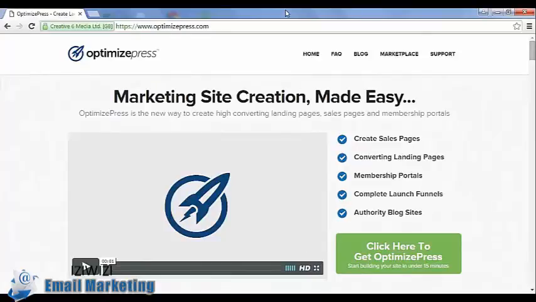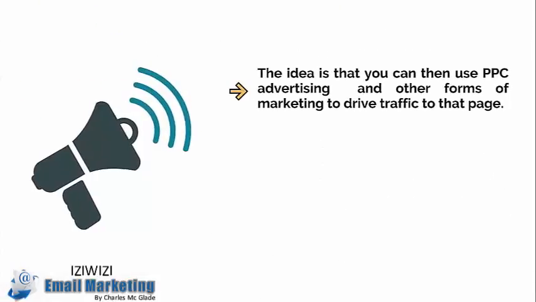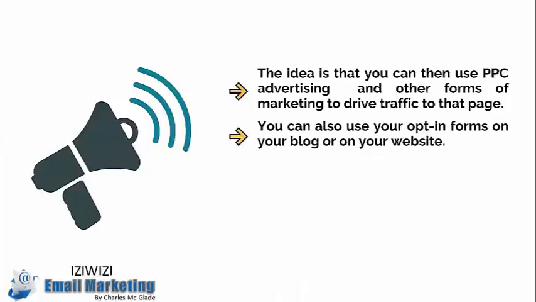And you can read more about it at optimizepress.com. The idea is that you can then use PPC advertising, that's pay-per-click, and other forms of marketing in order to ensure that you're driving traffic to that page. Likewise though, you can also use your opt-in forms on your blog or on your website.